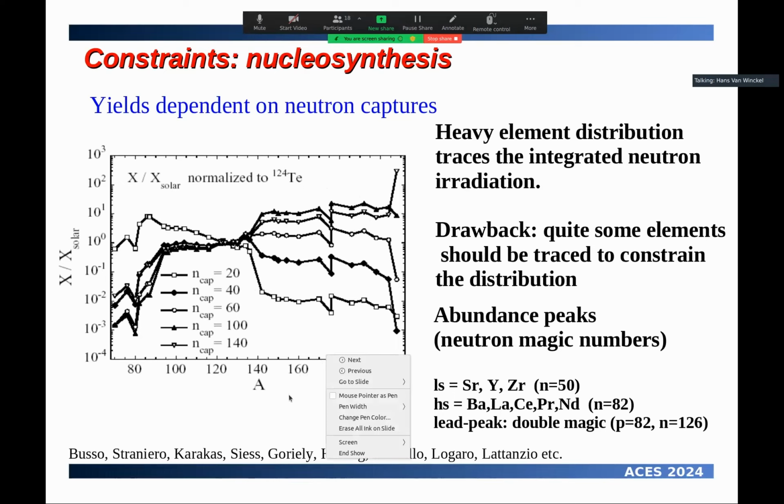That's where the post-AGB stars are useful, because the spectrum is dominated by atomic lines. So you trace a wide range of elements via your spectral analysis. We typically differentiate between LS and HS. LS is the light S-process elements, which are typically strontium, yttrium, zirconium, because of the magic number 50. HS is the heavy elements, barium and lanthanum, around the magic number 82, and the lead peak is double magic.